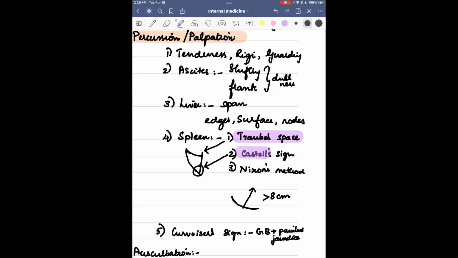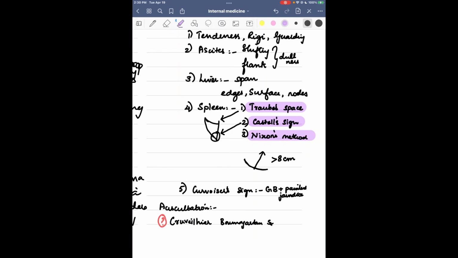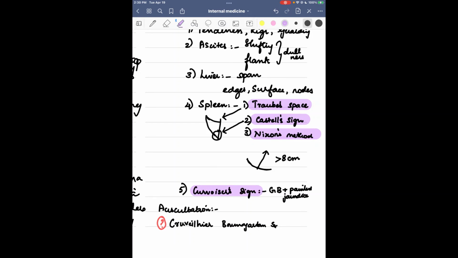And then Castell's sign, we look at the last intercostal space, which is usually the 8th or 9th. And then Nixon's method, for this we ask the patient to lie down. For the other two, Traube's and Castell's, the patient should be in the supine position, whereas for Nixon's method, the patient will be lying in the right lateral decubitus position. And of course, finally, Courvoisier's sign, where we can palpate the gallbladder, and it can be associated with painless jaundice. That means there is an underlying malignancy.